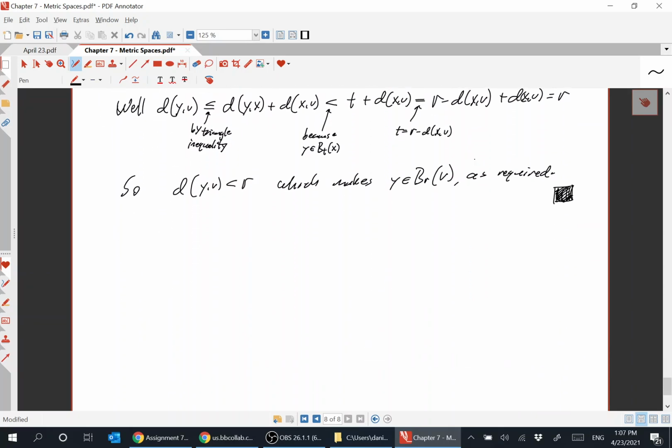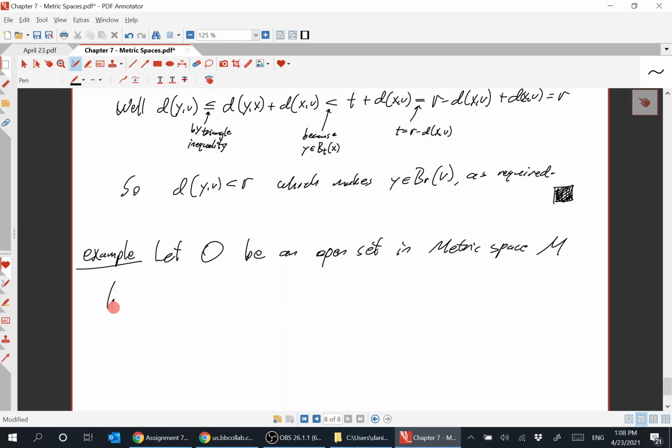All right, one final example here. Let O be an open set in metric space M, having distance function D.